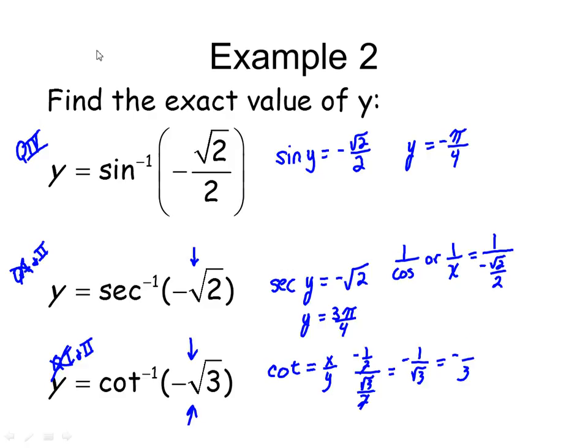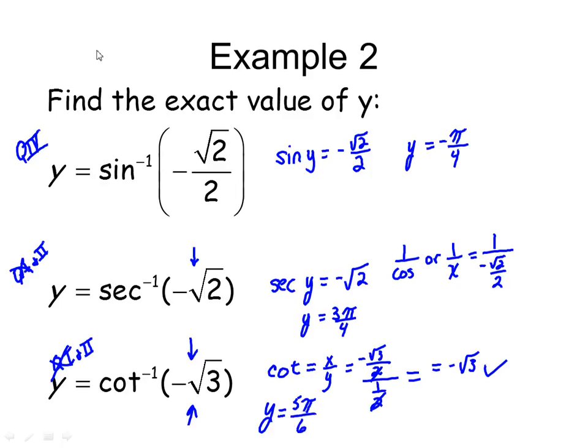Well, let's go back and try 5 pi over 6. The x coordinate is negative radical 3 over 2, and the y coordinate is 1 over 2. Again, skin over guts, the 2's cancel out and you get negative square root of 3. There it is. So what is y equal to? 5 pi over 6. So sometimes you have to do some math. Sometimes you can just look at the coordinates and know what it is. Okay?